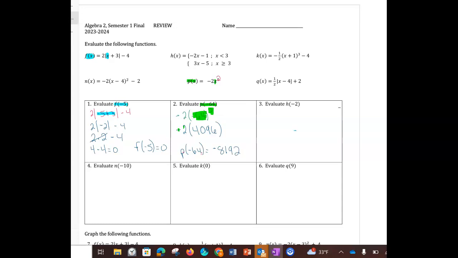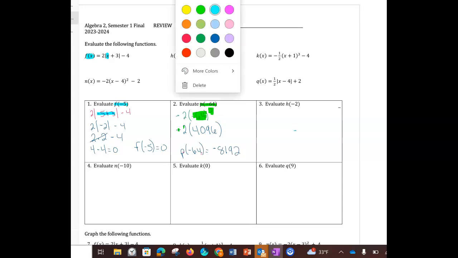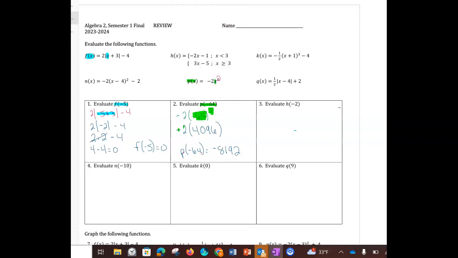8,192. All right, 3. So on 3, we've got h of negative 2, so I'm going to be using this middle one. I just have to figure out which equation to use, and that's going to be determined by this. So negative 2 is less than 3. So I'm going to go to the top function, and in that x, I'm going to put my negative 2.